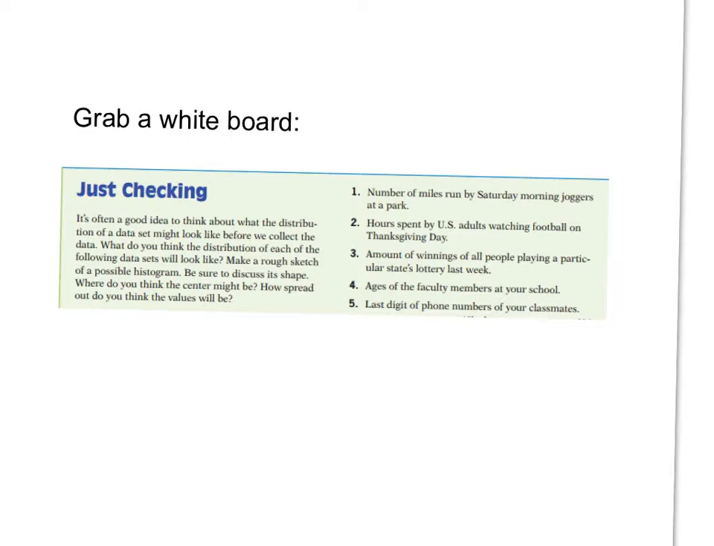Number 5, last digit of phone numbers of your classmates. That's probably uniform and symmetric, meaning uniform looking like, I'll actually draw this one. It's probably going to look like that, okay, with all the numbers listed, because you only have a certain amount of digits, and it's probably pretty evenly distributed. So center is probably 5, so you'd go from like 0 to 9 total on that one.